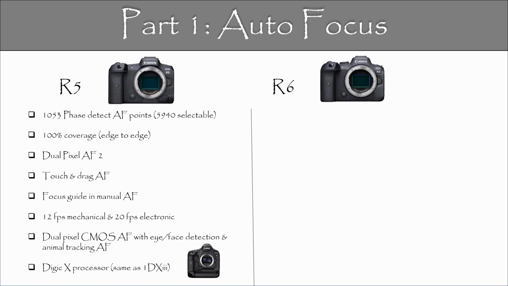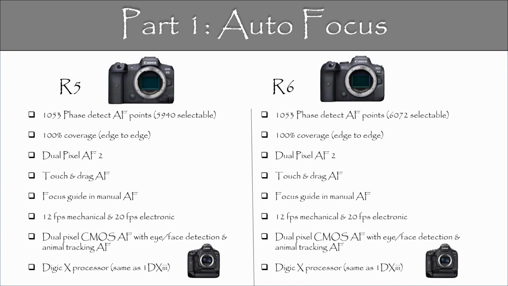Now, the Canon R6 has the exact same features, but it also has more selectable AF points with a total of 6,072 compared with the R5's 5,940. Aside from the slight differences that these two cameras have, they are virtually the same when it comes down to autofocus. And in my opinion, autofocus is one of the most important factors when deciding what camera you want for a wildlife photographer.